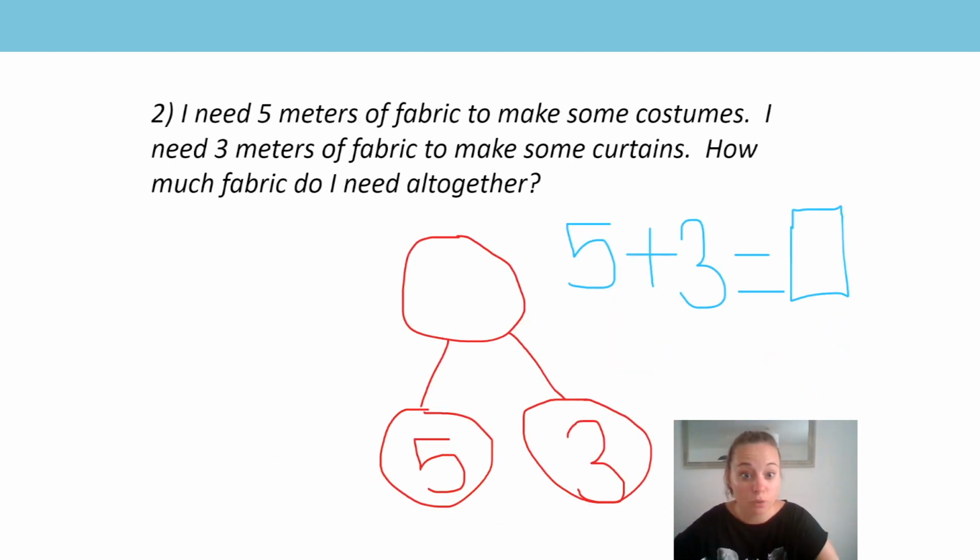Okay, let's have a look at the second one. I need 5 meters of fabric to make some costumes. I need 3 meters of fabric to make some curtains. How much fabric do I need altogether? So we've got 5 and we've got 3, but we need to know how much we need altogether. So I know that I need to do 5 add 3 and it gives me a total of 8. Super. So I will put 8 as my whole. And again, I can complete my missing number equation. 5 add 3 equals 8. Okay, super.